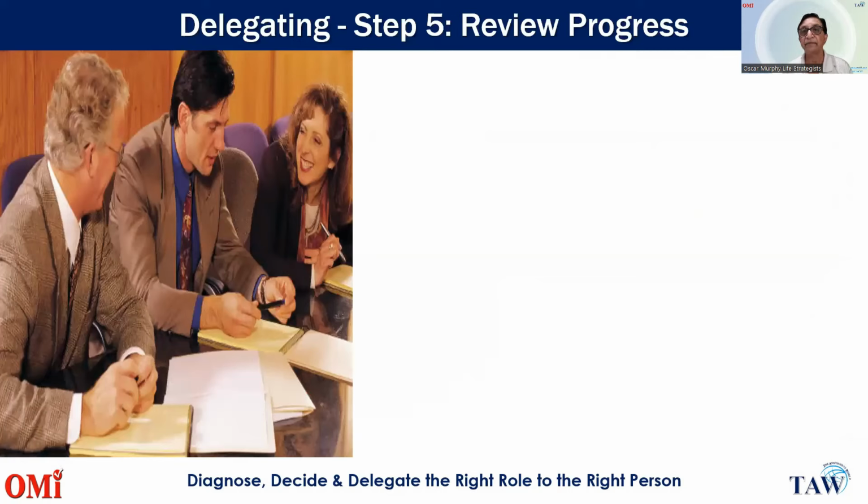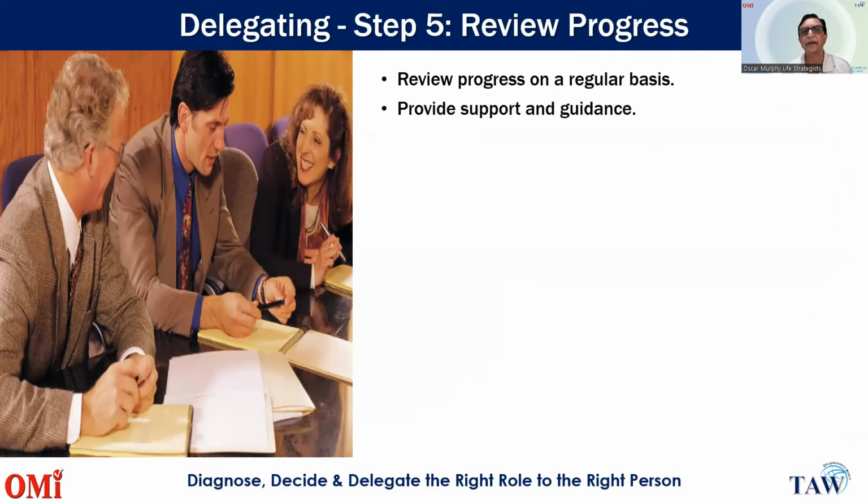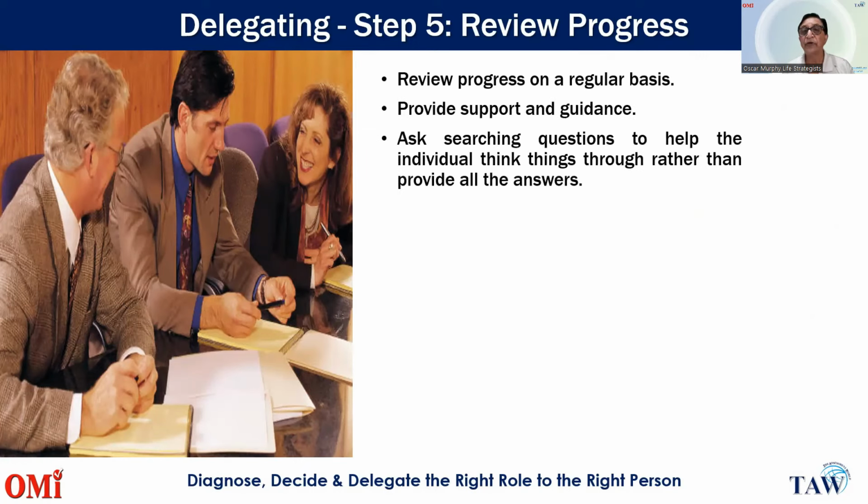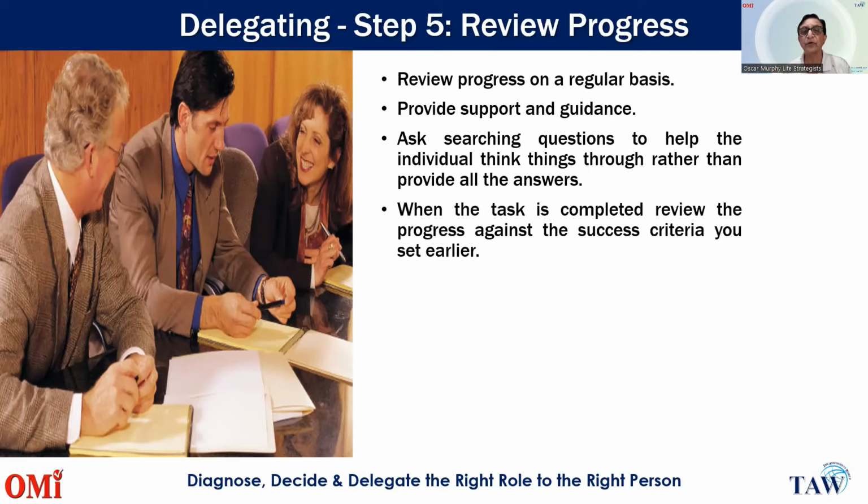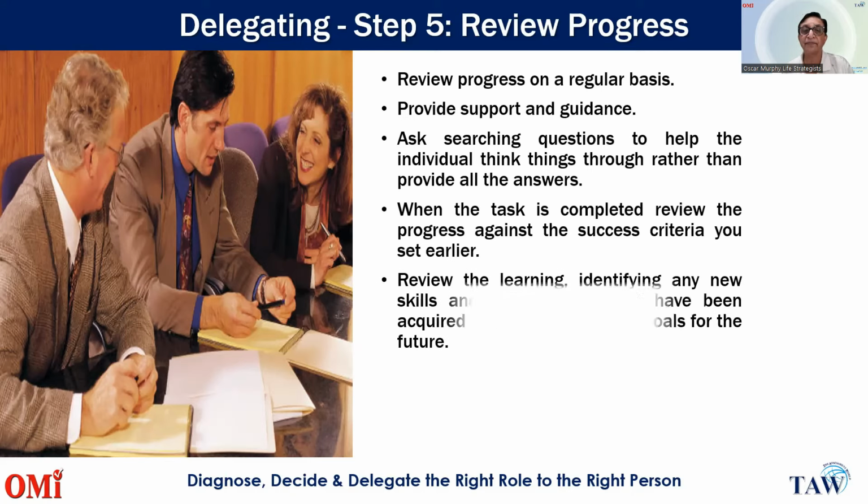And then finally, step 5 is to review the progress. Review progress on a regular basis. Provide support and guidance throughout. Ask searching questions to help the individual think things through rather than provide all the answers. So you're not to give answers, you need to make them think by asking questions. When the task is completed, review the progress against the success criteria that both of you had already set together.